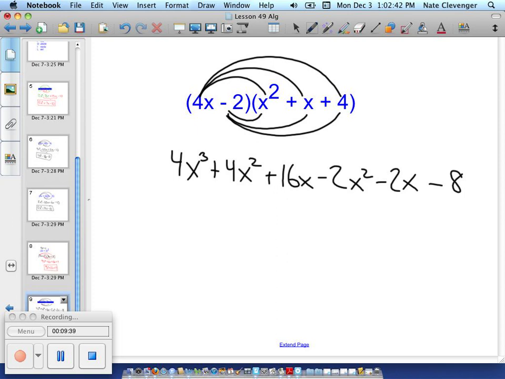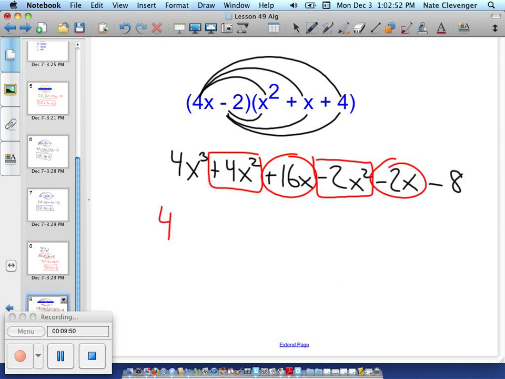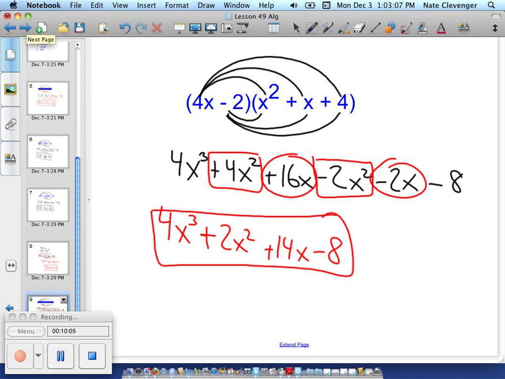Okay. Anyway, our like terms, we do have to combine them, so we have an x squared term and an x squared term, and we have an x term and an x term. So 4x cubed plus 4x squared minus 2x squared is plus 2x squared. 16 minus 2 is plus 14x minus 8. So it's a little modified FOIL.